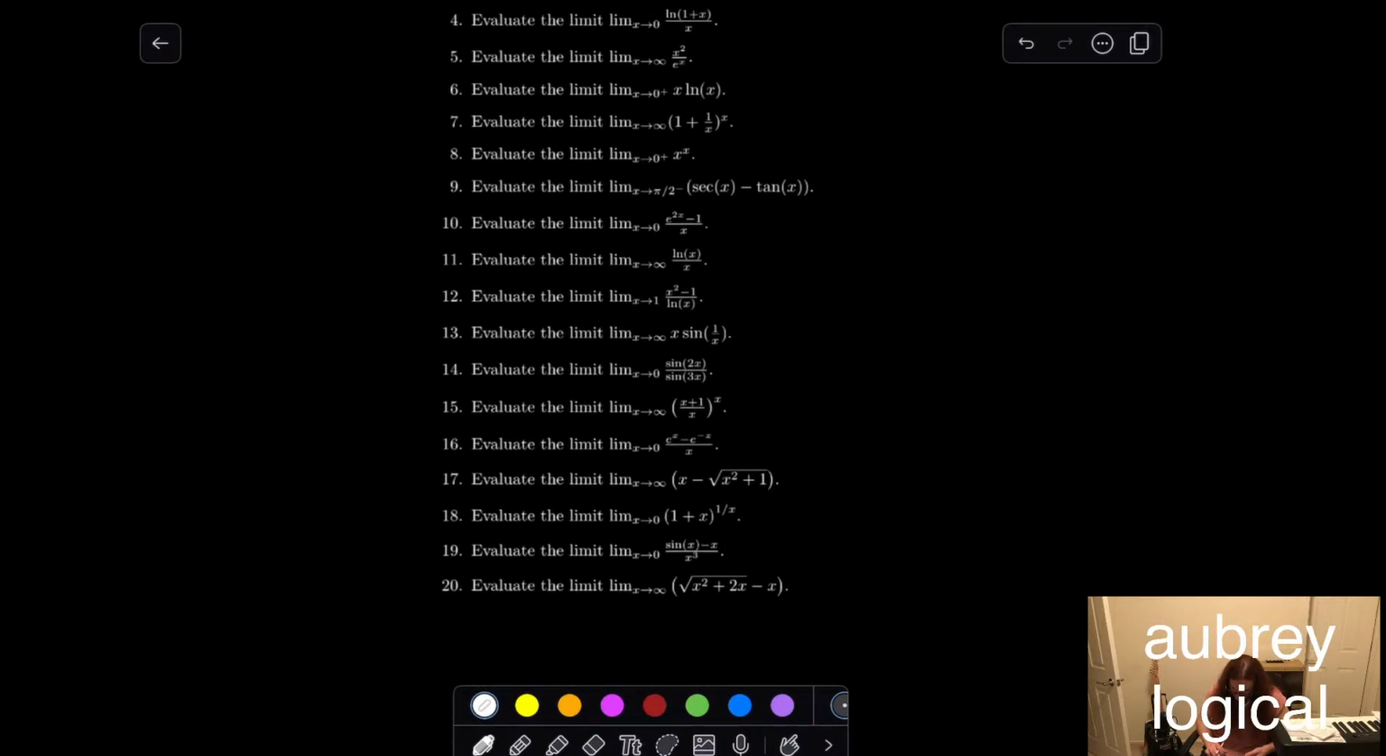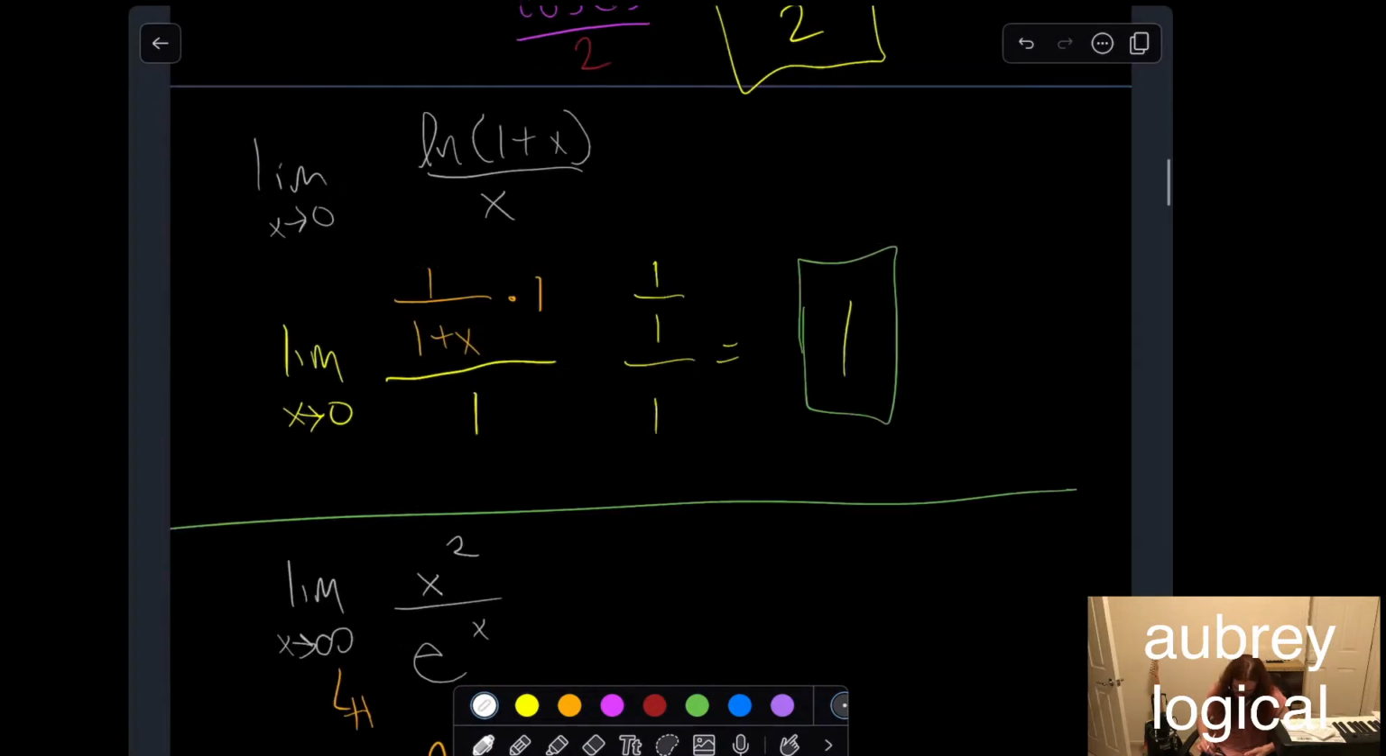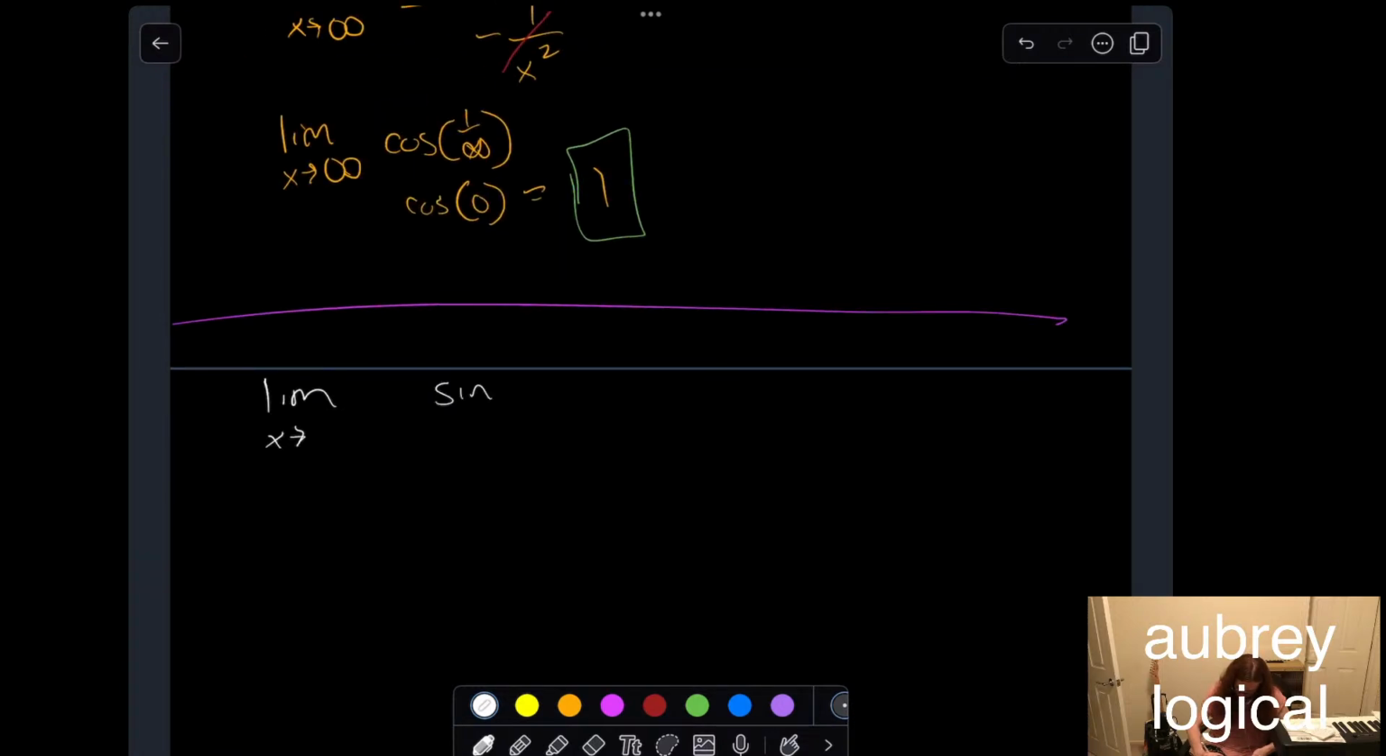Okay, so we're doing sine of 2x over sine of 3x, and our x is approaching 0. So sine of 0 is 0. So 2 times 0 is still 0, 3 times 0 is still 0. So sine of 0 is 0 over sine of 0 is 0. So 0 over 0 is indeterminate, so we need to do L'Hopital's rule. And we are in our form.